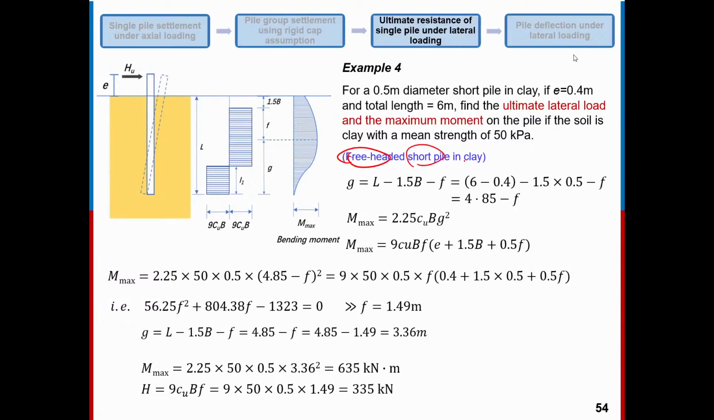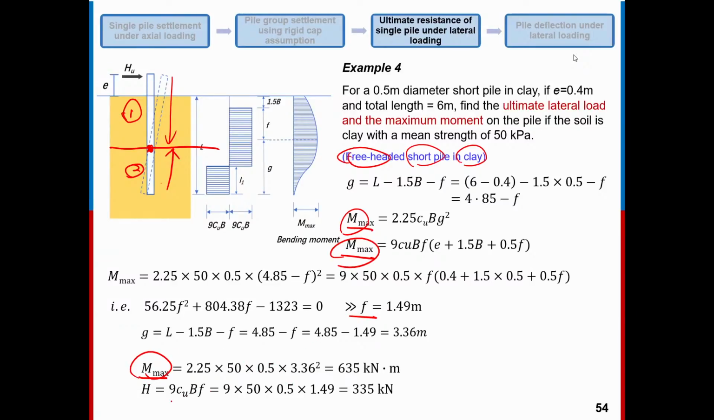Free head, the short pile, and clay. We cut it first, and we take moment at this position, for the lower section of the pile, or from the top section of the pile, from top to bottom. Take moment at this position, we can get these two. Then step by step, actually, we can calculate the F, the M max.